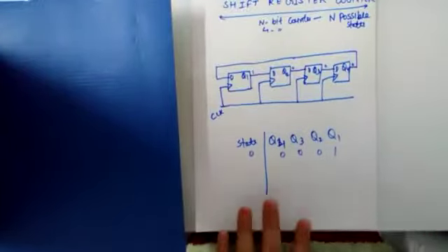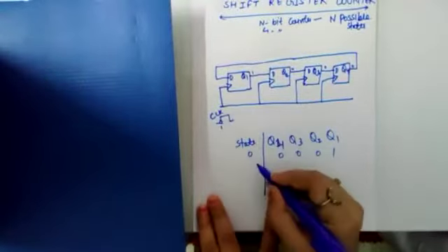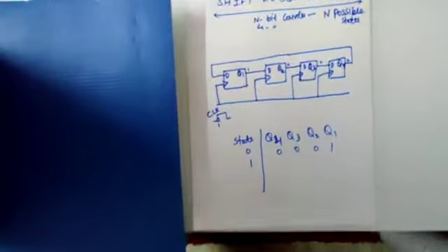Now we are going to start the clock pulses. So let's say we are giving the first clock pulse. Before giving the clock pulse, we should keep in mind that this is a synchronous flip-flop circuit. All the flip-flops must be triggered at the same time, so all the flip-flop inputs must be ready before applying any clock pulse.